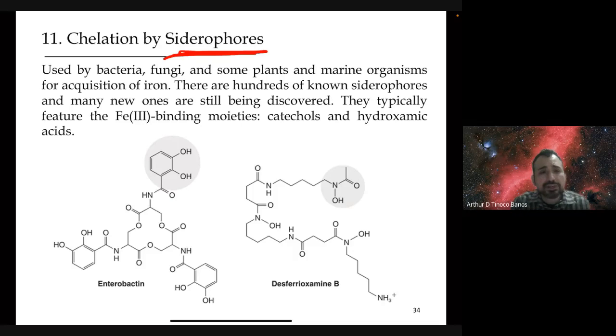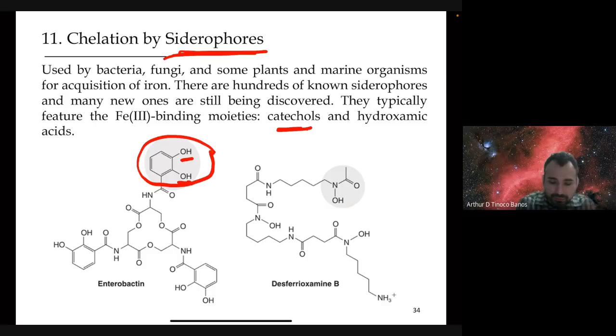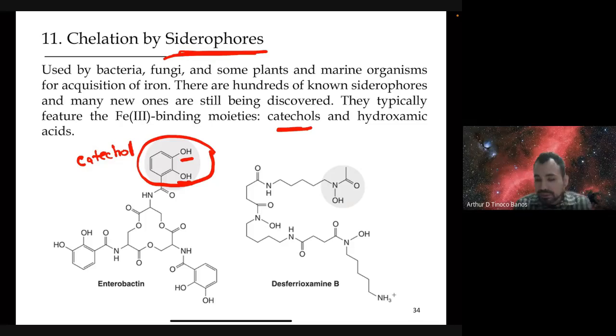And they typically feature the iron-binding moieties catechol. And so catechol is a group like this. Okay, we have these two OH groups. All right, so this is your basic component of a catechol. Or the hydroxamic acid or hydroxamate, depends on whether it's positively charged, negatively charged, or neutral. So this will be in the anionic form. And so it's a structure just like this.